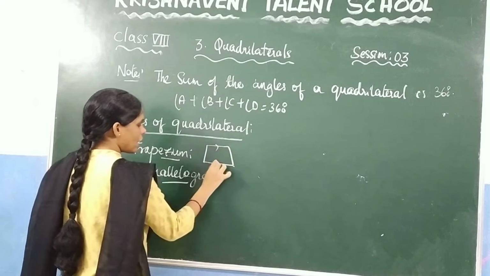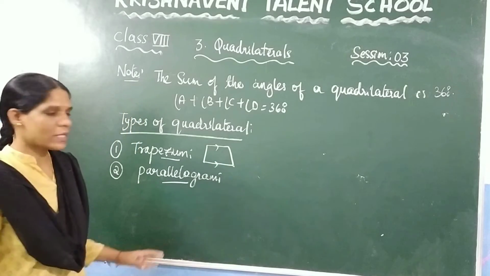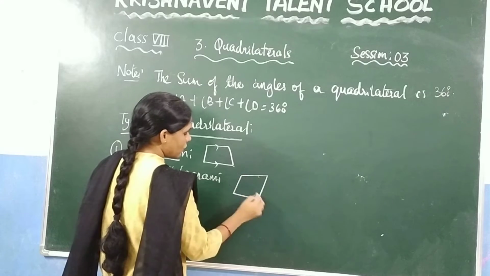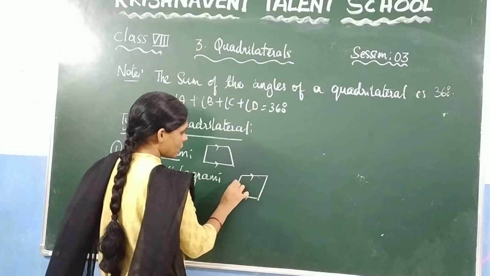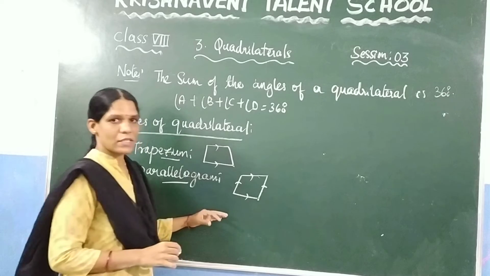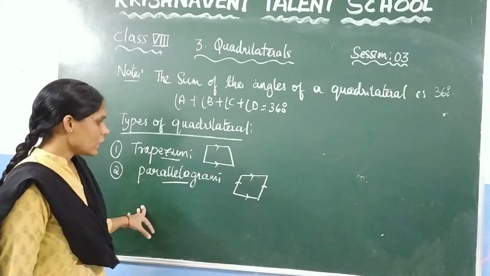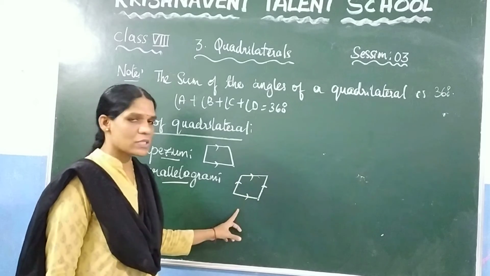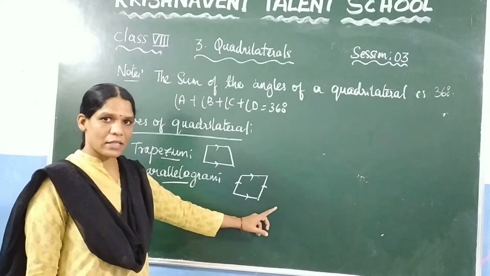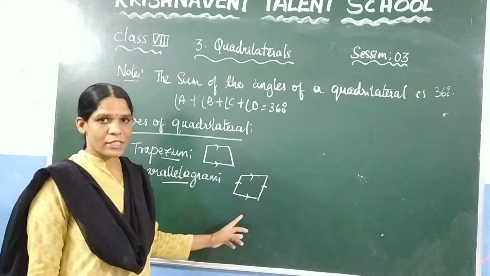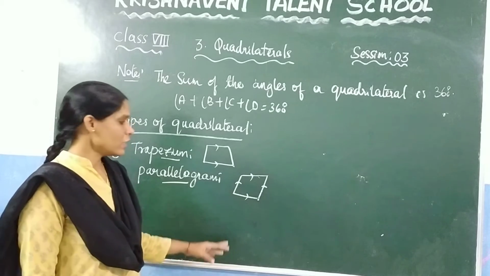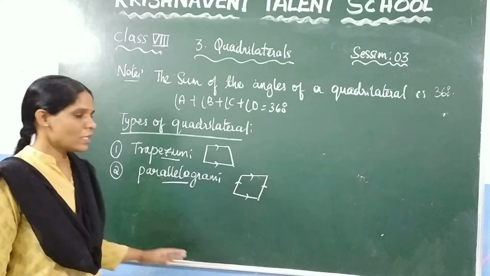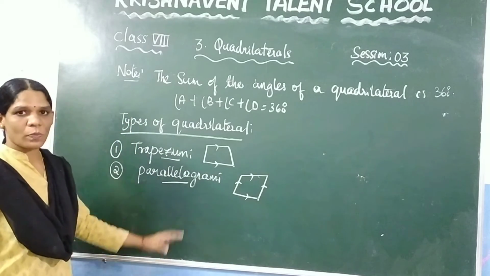And similarly, in a parallelogram, two pairs of sides are parallel. That means this side and this side are parallel. Similarly, this side and this side are parallel. This is nothing but the parallelogram. And in a parallelogram, we have discussed so many properties. In a parallelogram, opposite sides are equal, opposite angles are equal, and the diagonals bisect each other but not perpendicularly. And we have discussed that the sum of the adjacent angles of a parallelogram is 180. Now you can write all those properties here.